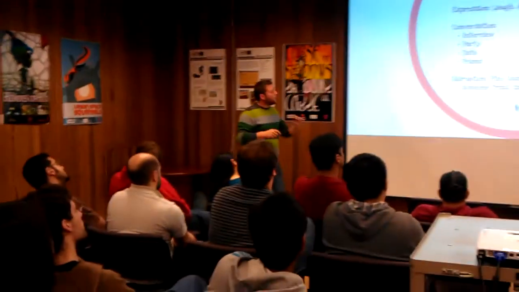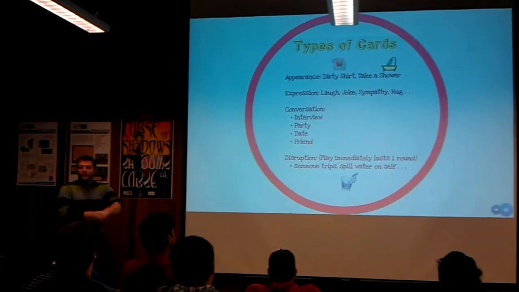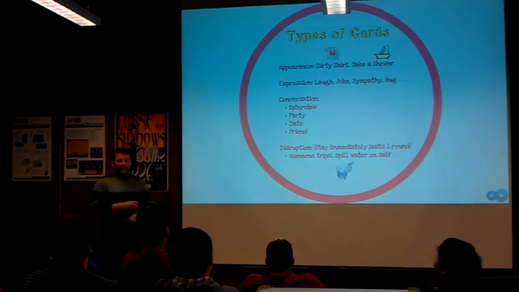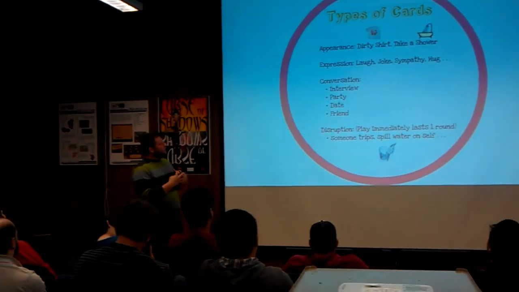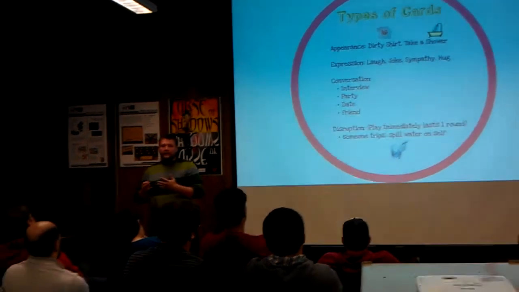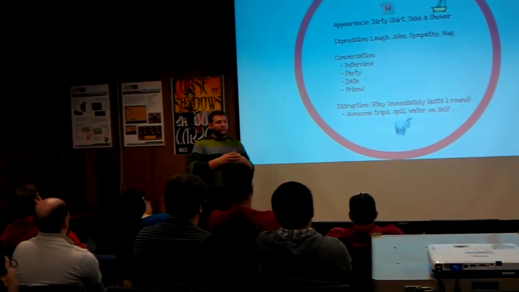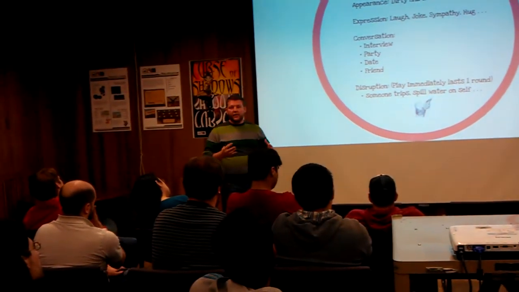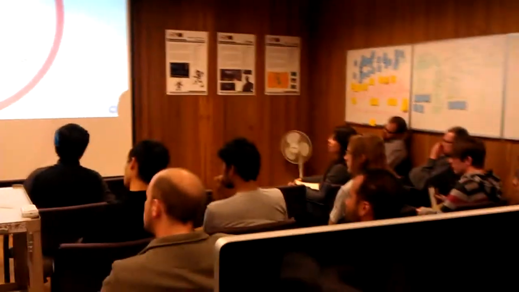And so number 3 are conversation cards. This is the biggest section of the game. In this, you have 4 types of conversations: interview, party, friend, and dating. These are 4 types of conversations that we felt were some of the biggest and most common conversations that are very important for people to converse well in.